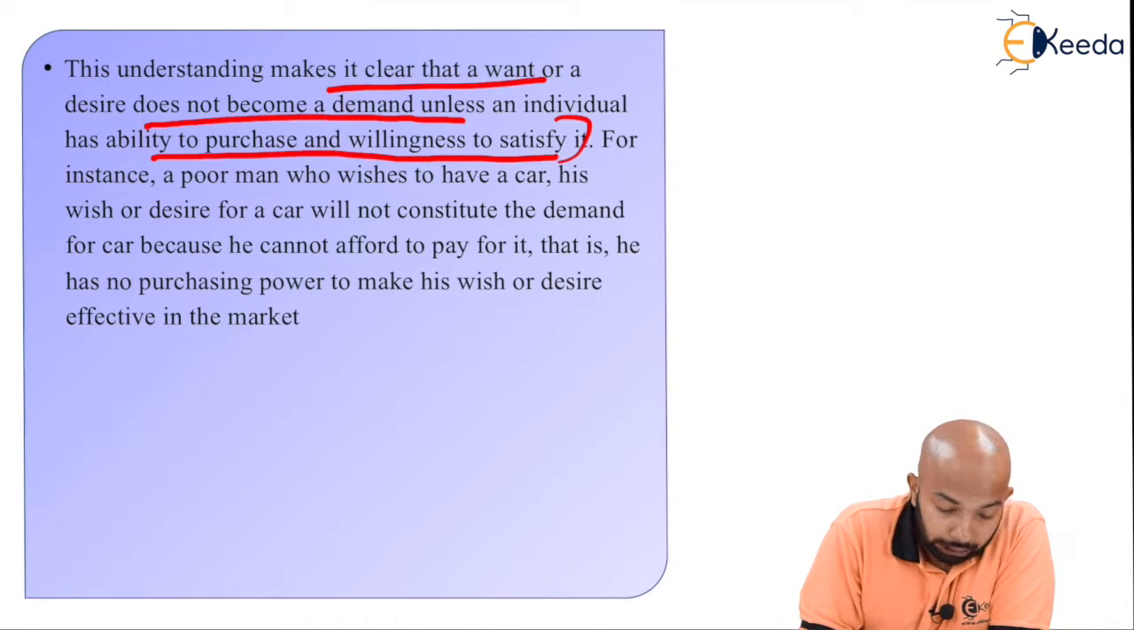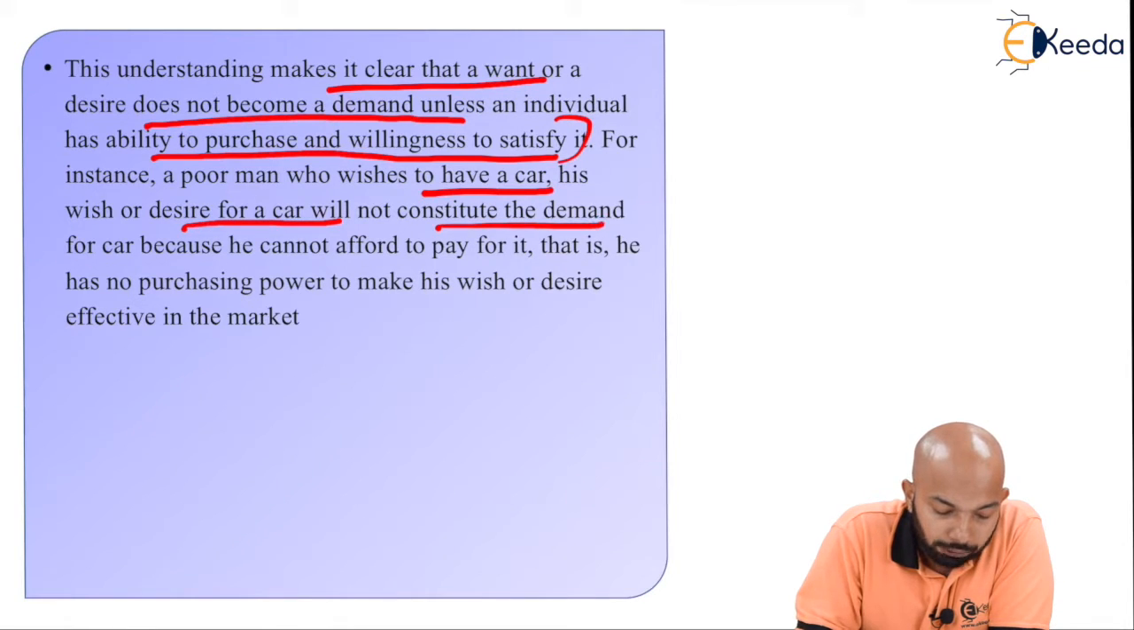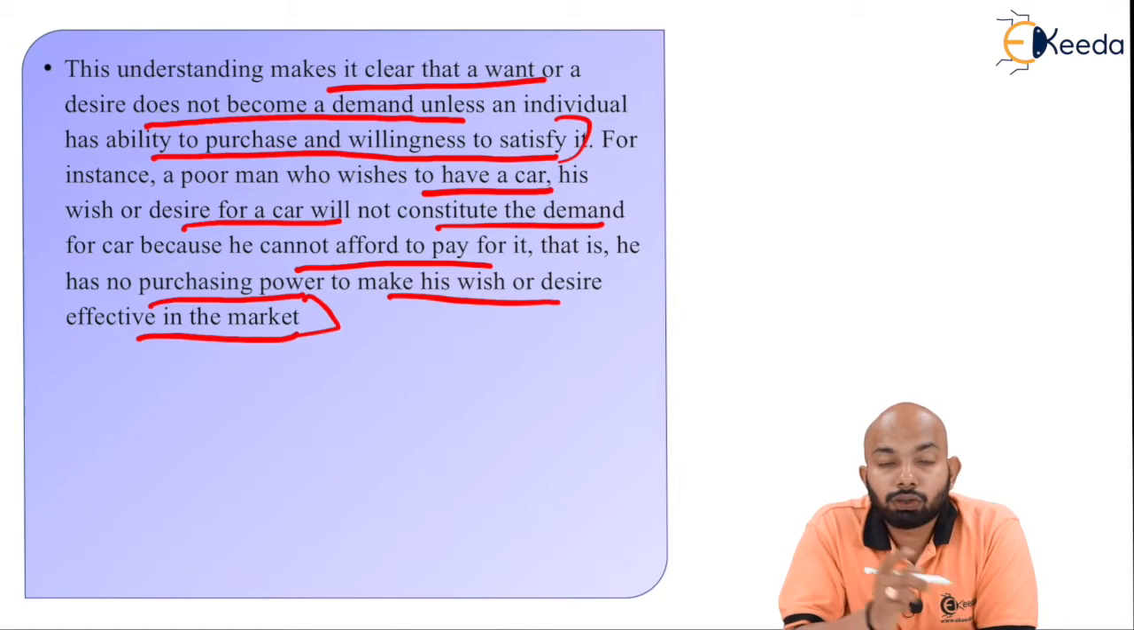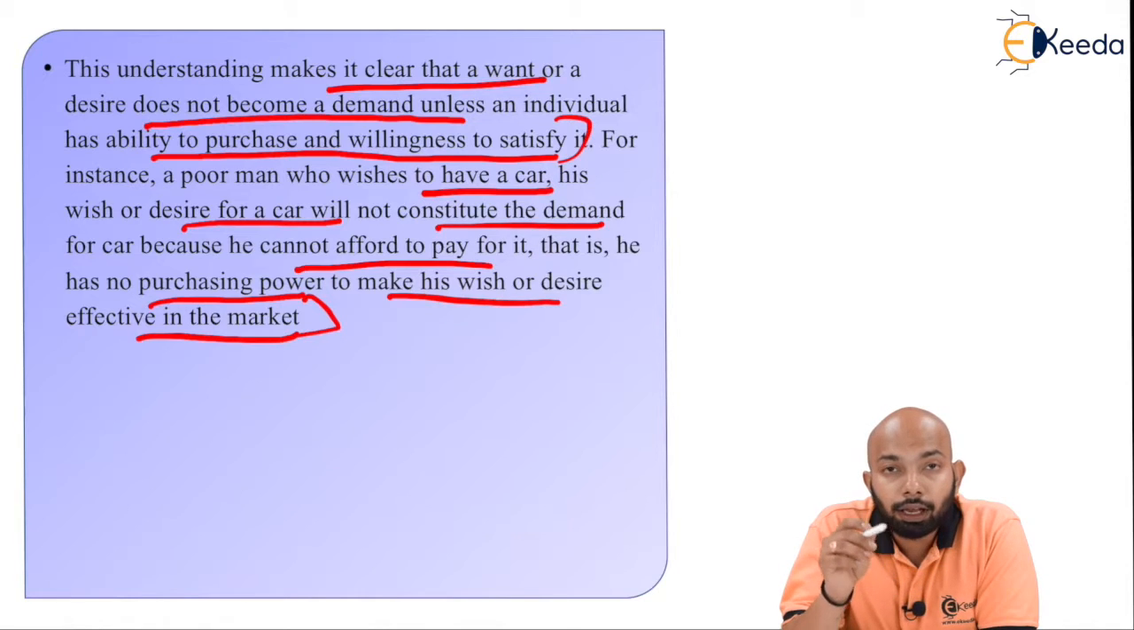For instance, a poor man who wishes to have a car, his wish or desire for a car will not constitute the demand for the car because he cannot afford to pay for it. That is, he has no purchasing power to make his wish or desire effective in the market. So the demand for a product not just relates to the desire of the whole public, but it also depends on the willingness and the purchasing power of that whole public.